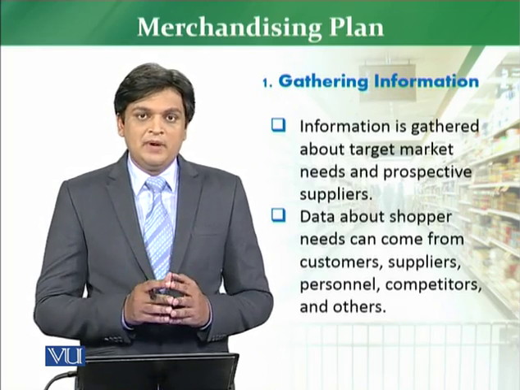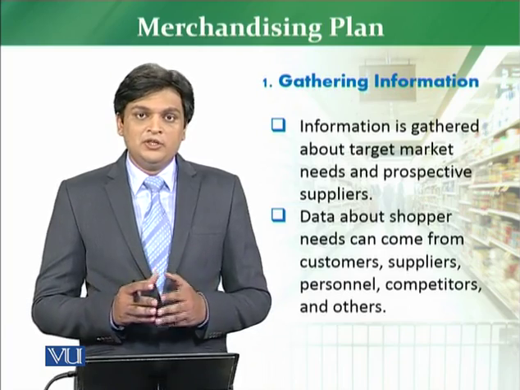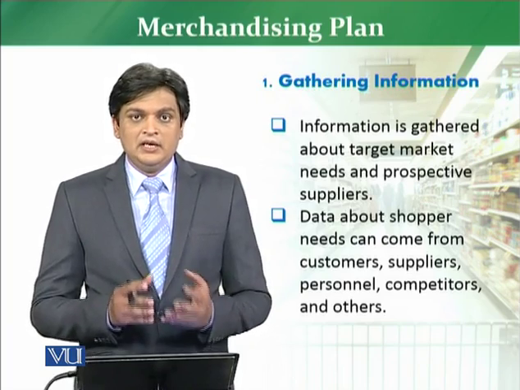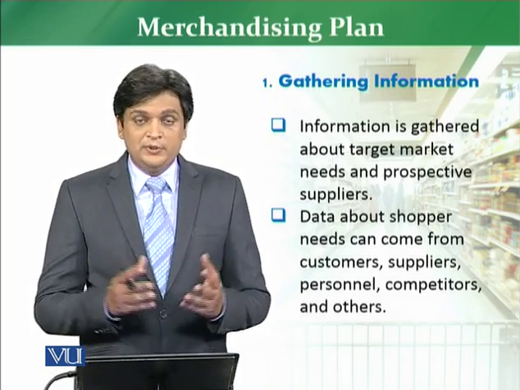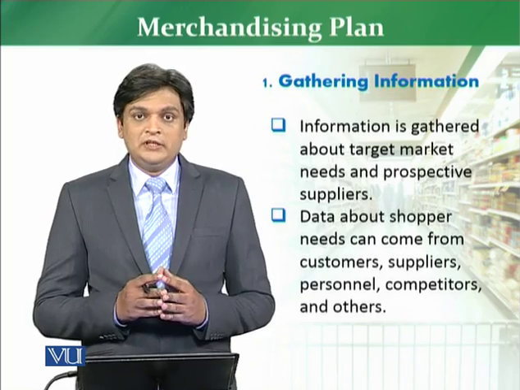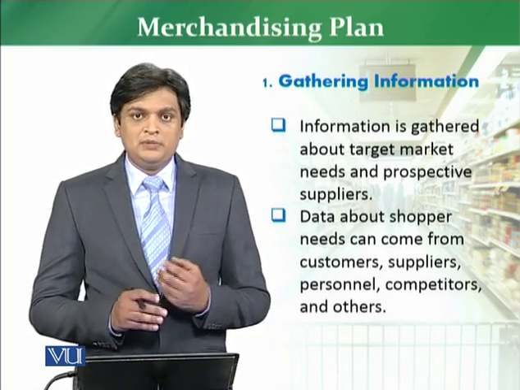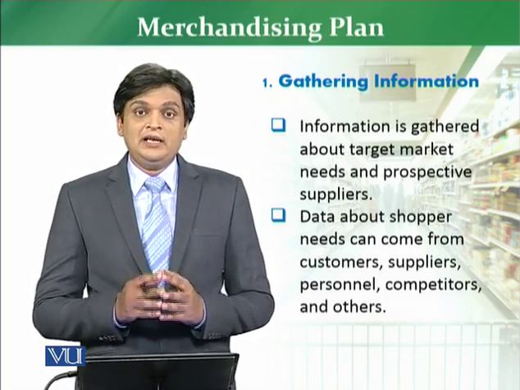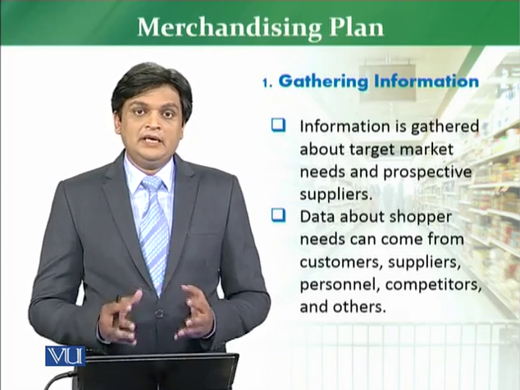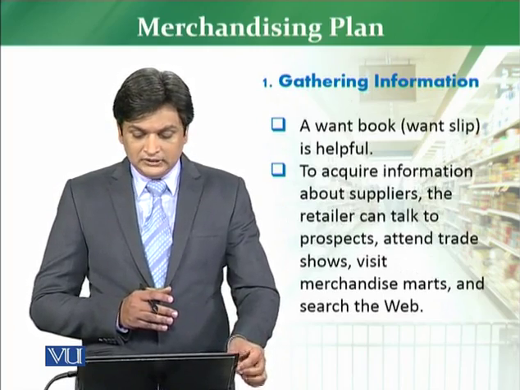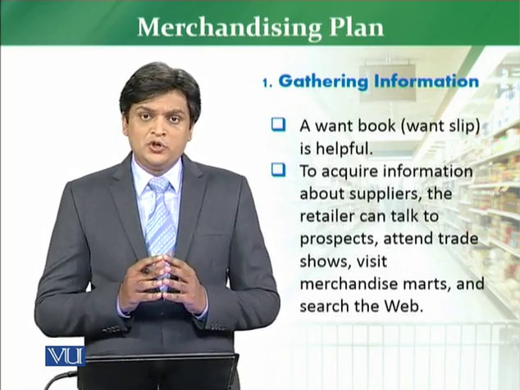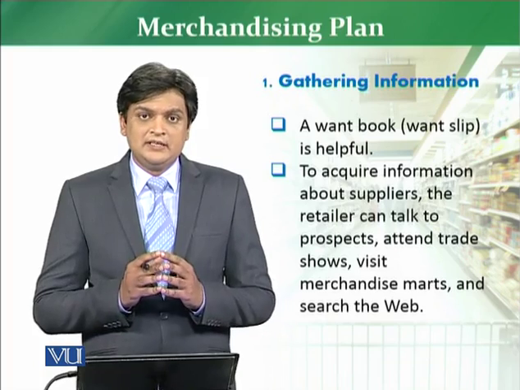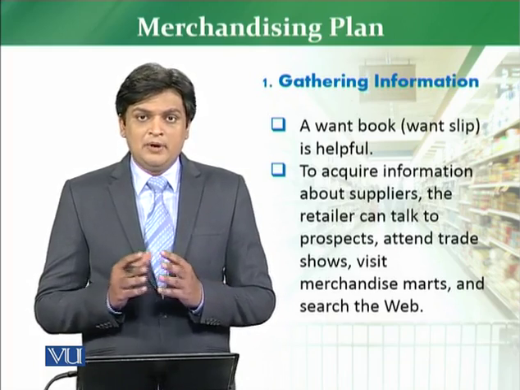So the first step is gathering data about your target market and about your prospective suppliers. About the target market, you can easily get the data from your customers or prospective customers, your suppliers or prospective suppliers, and also your competitors, which is one of the smart sources of getting information. Then social media and search engines will also tell you. Also some key personnel in the industry will always help in getting this information. A want book, which we call a want slip, is normally helpful in order to get this data about the customers and about the suppliers.